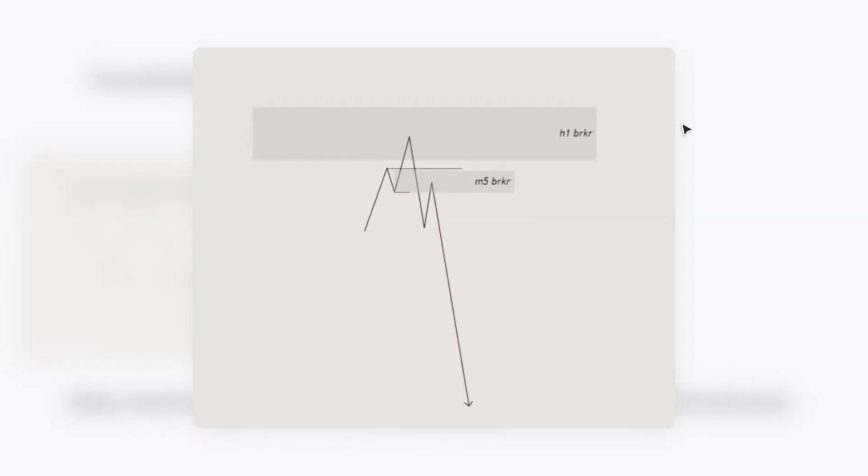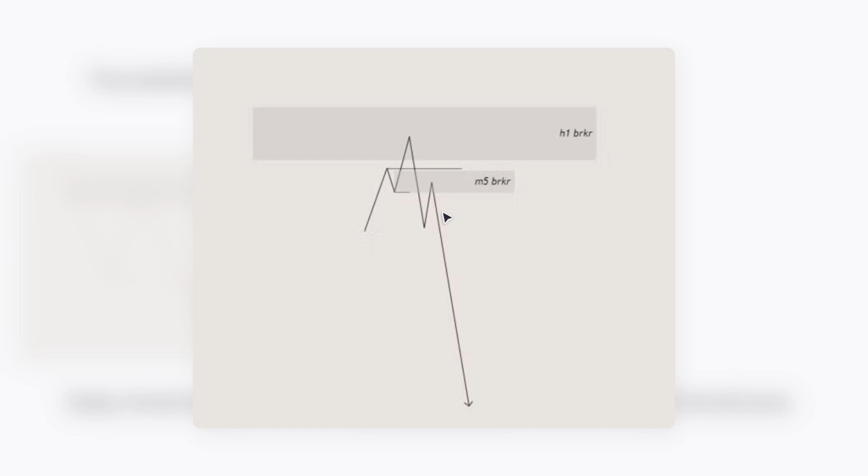Now inside of the 5 minute, we tap the breaker, take out a high, and displace through it. No, I don't care about anything else. If you want to learn one of my highest win ratio ICT models, you follow these steps. No failure swing, no M1 time frame, no anything. You just trade the breaker pattern, the M5 breaker pattern.